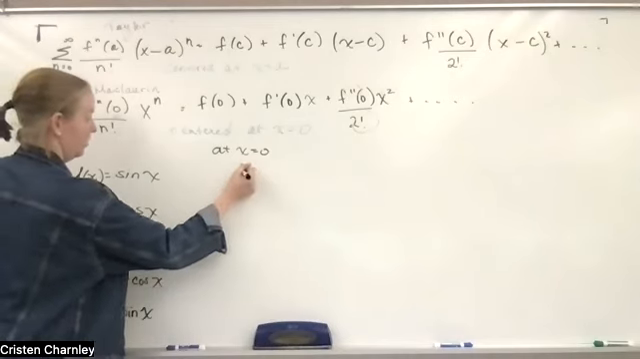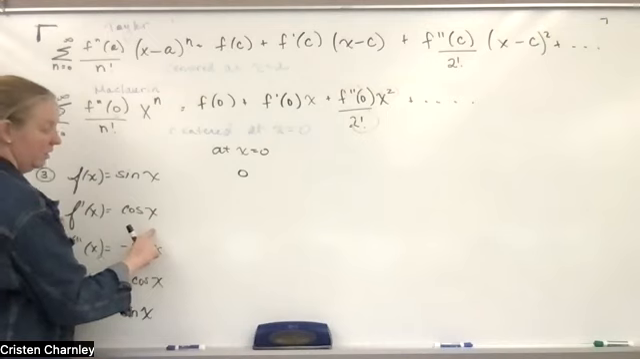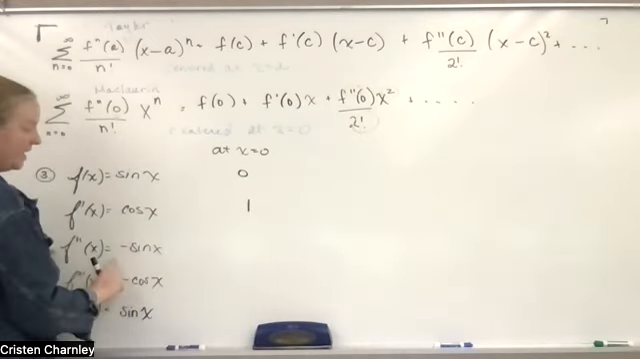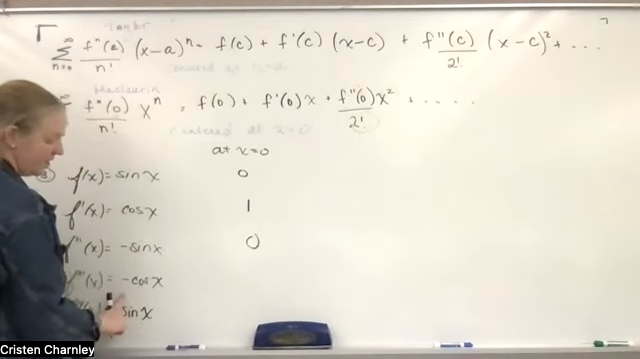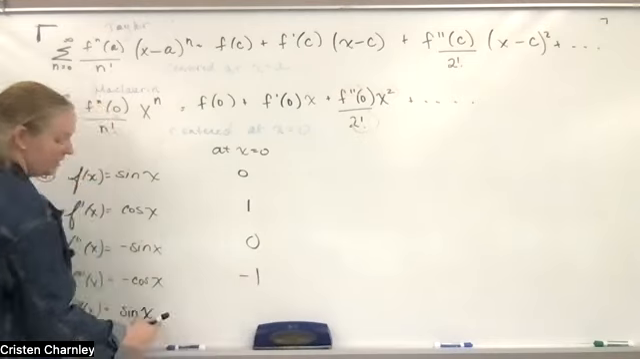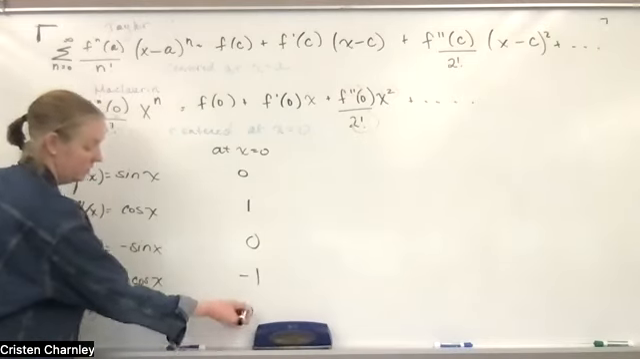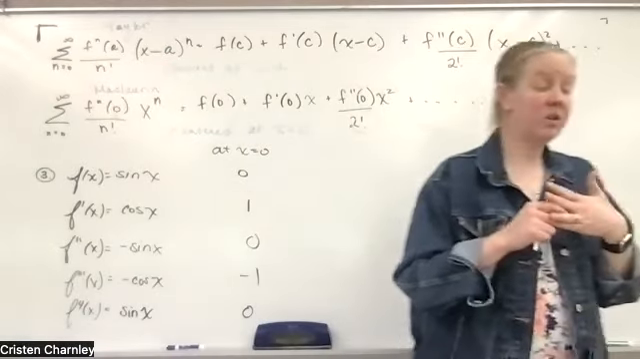0. That's okay. It's been a while. What's cosine at 0? 1. What's sine at 0? 0. What's cosine at 0? Negative cosine at 0. -1. And what's sine at 0? 0. Yes, those are values directly from the unit circle.